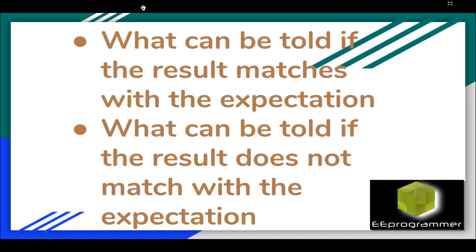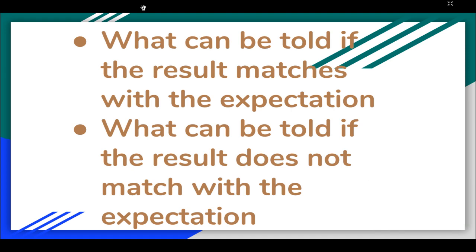Now, what can be told if the result does not match the expectation? Then you can say something like, for example, if you designed a robotic leg but failed, and the leg doesn't have enough chemical power to support physically disabled people, then what are you going to do in order to fix the experiment? You are going to talk about that in this section.